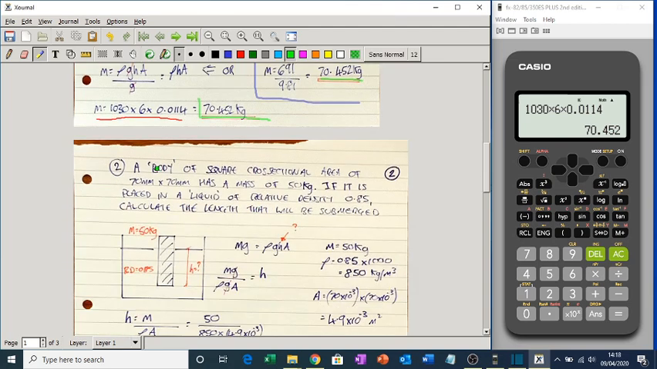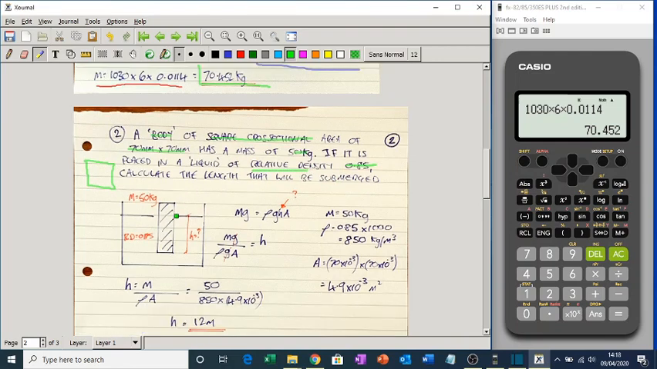Number 2, a body of square cross-sectional area, so it's a square thing, 70 by 70 mil, like that, 70 by 70. Mass of 50 kilograms. If it is placed in a liquid of relative density 0.85, this is relative density, calculate the length that will be submerged. So we know whatever this thing is, it's square, floating in water. The mass of this is 50 kilograms. The density of this is 0.85, relative density to water. We need to find h.